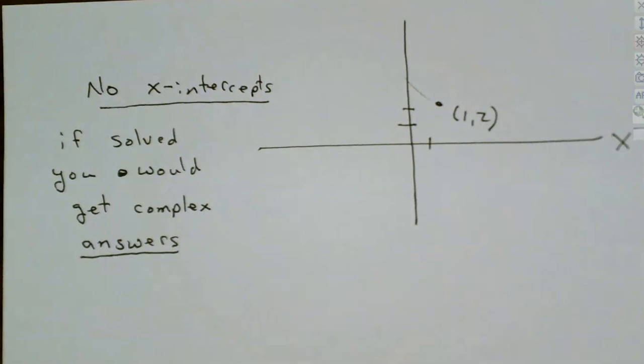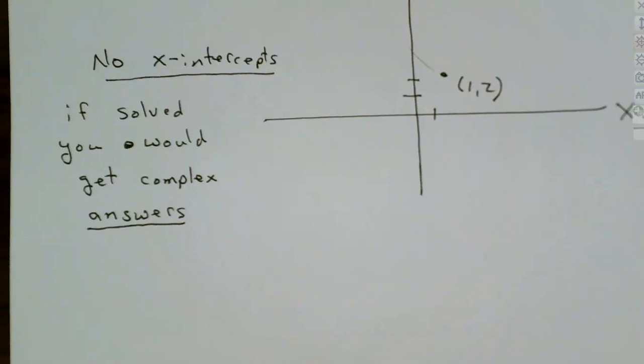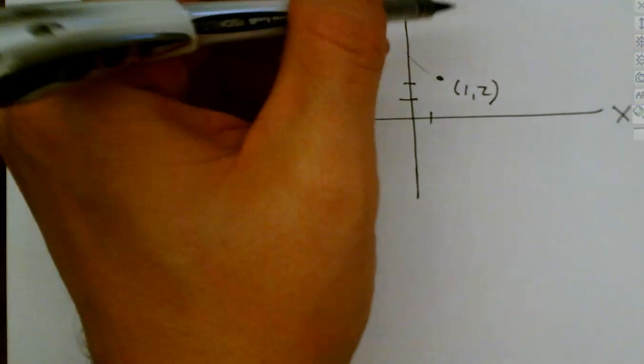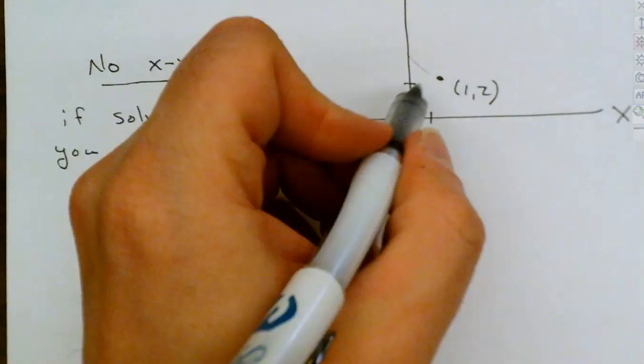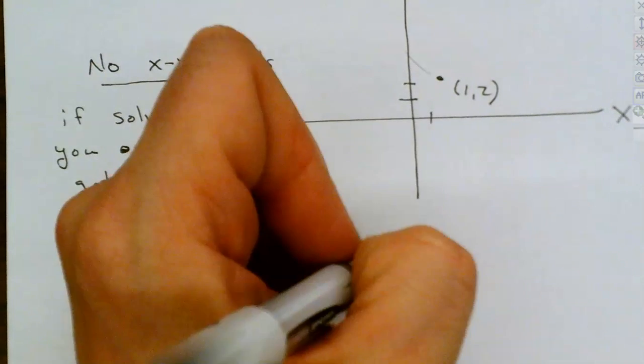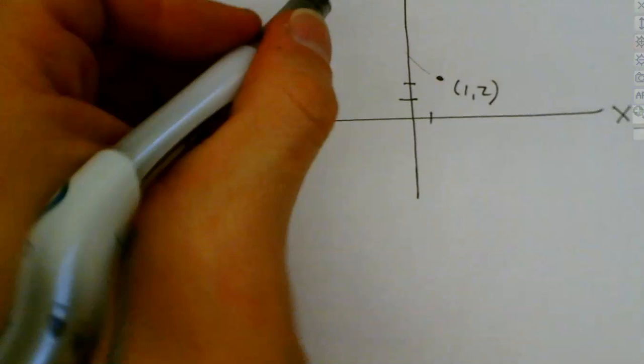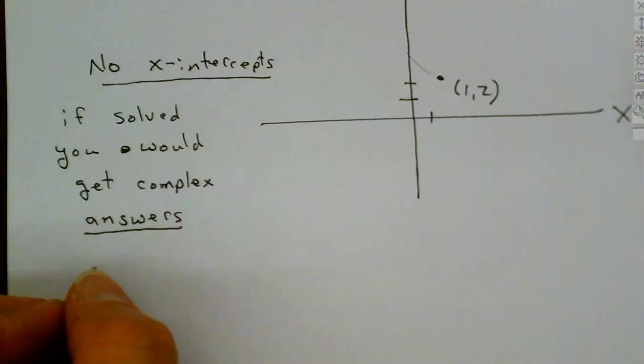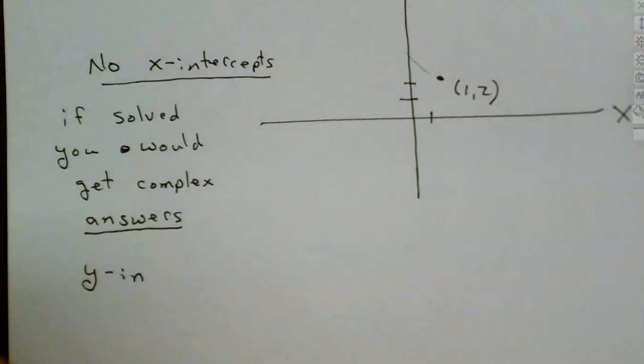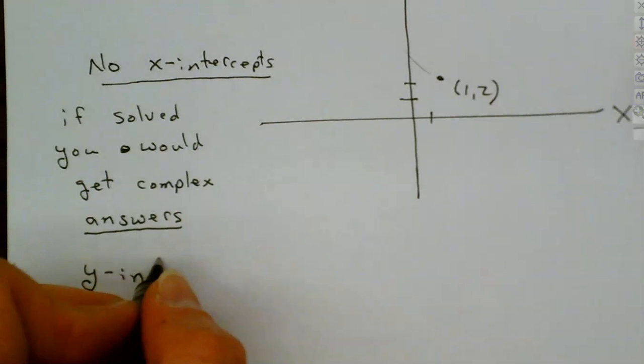We do, though, have a y-intercept. So no x-intercepts because it's opening up like this. Now, if it was going down, it would have them. Okay, because it would touch and it would have two of them. But ours is going up. Now, how do we find the y-intercepts? Or, sorry, the y-intercept, because there's only one.